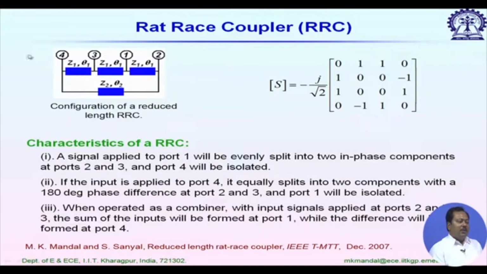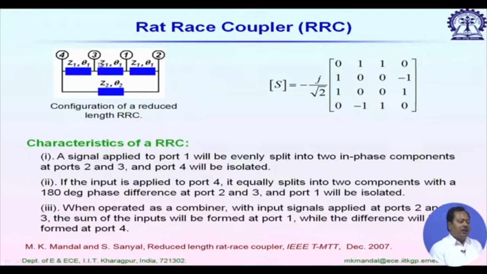Now, if I use port 4 as the incident port, in that case again power will be divided between port 3 and port 2, but this time there would be a phase difference, and that is minus 180 degree. So, port 1 and port 4, any one of them can be used as the input port, but we have two different phase relationships.